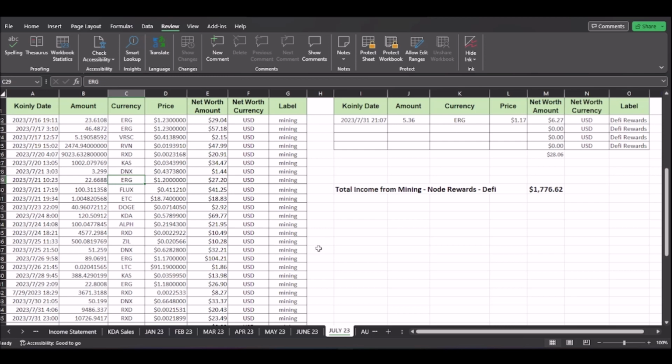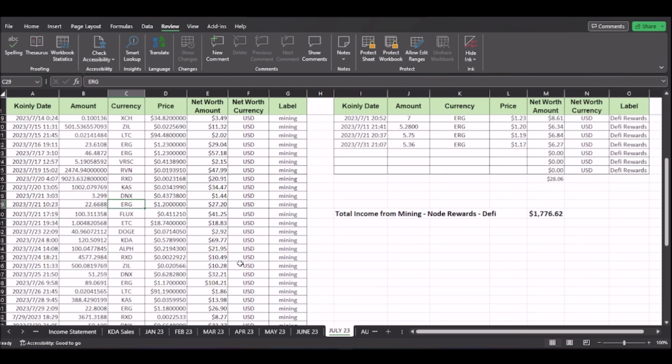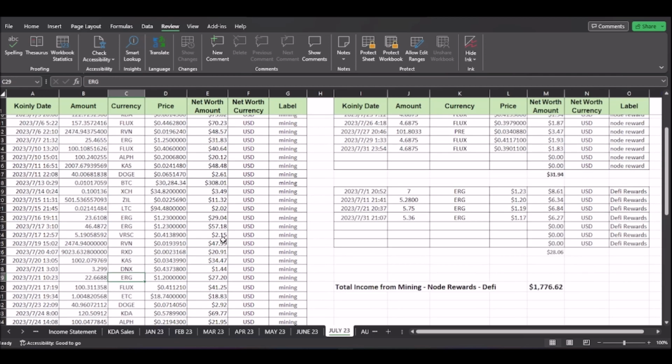And like I said earlier, that is a little bit inflated because of the parallel asset airdrops from Flux. But I believe I also received two Bitcoin payouts. So $300 there.